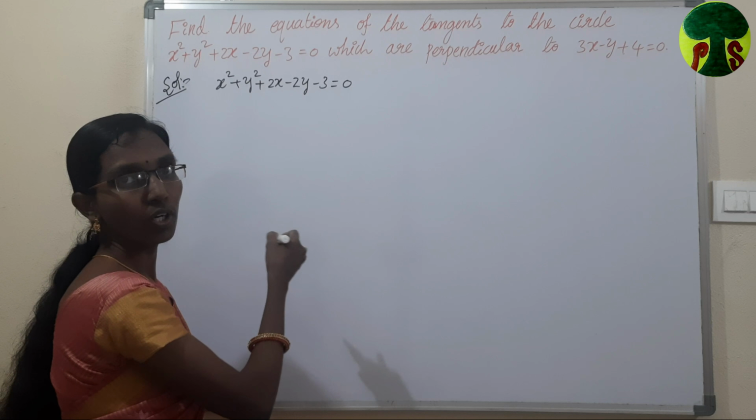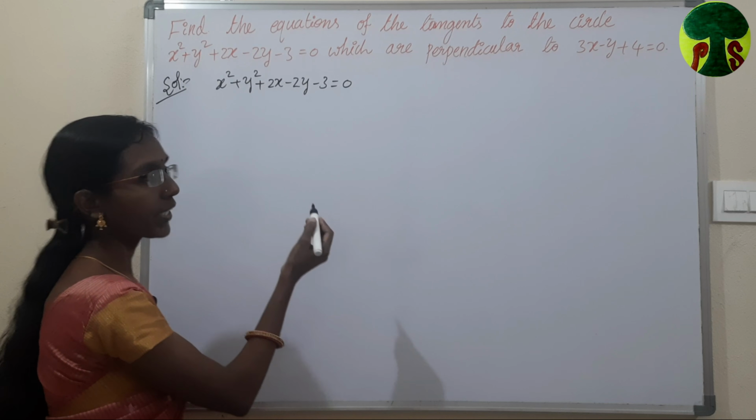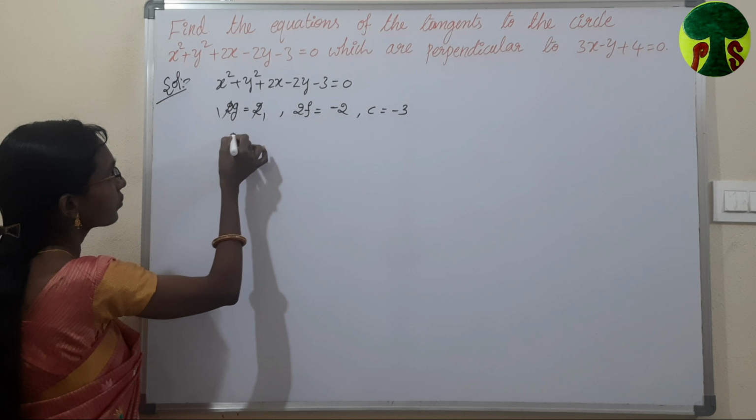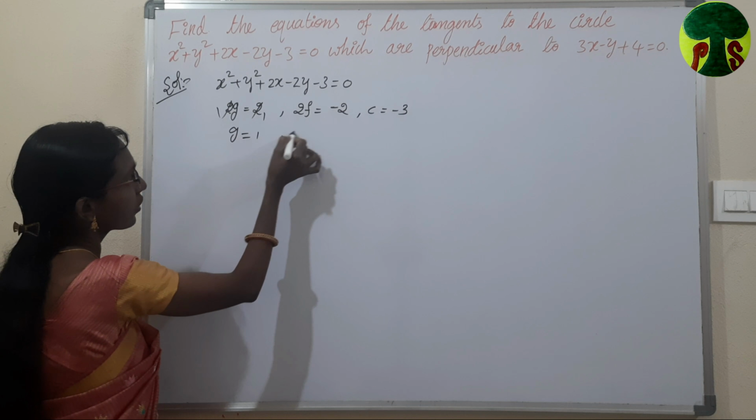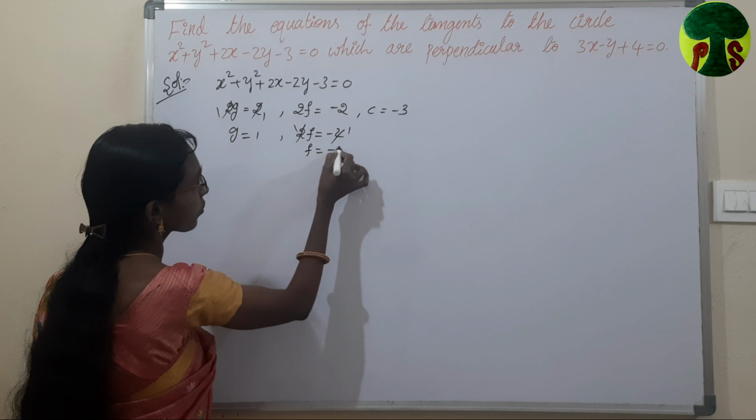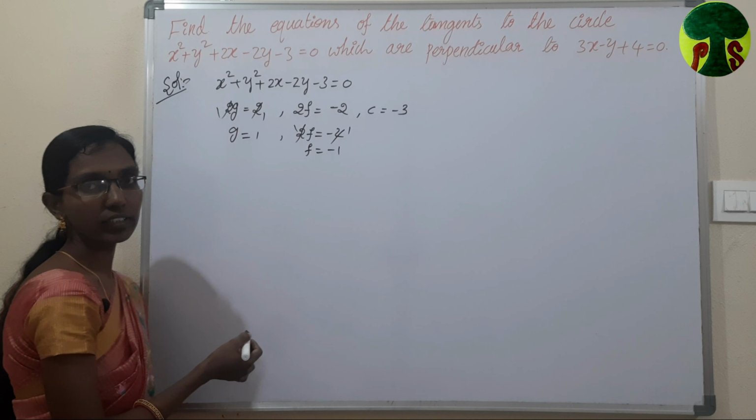Find out the values of g, f and the constant term from the equation of the circle. Compare this with the general form of the circle. 2g = 2, 2f = -2 and the constant term c = -3. 2 ones are 2, so g = 1. 2f = -2, 2 ones are 2, f = -1, and the constant term c = -3.